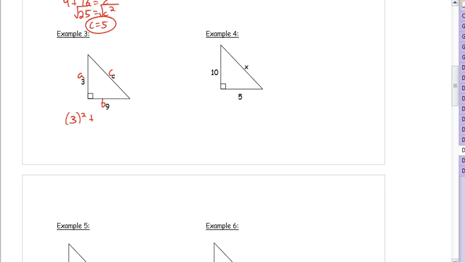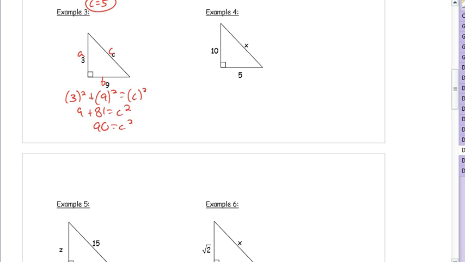3 squared plus 9 squared equals c squared. 9 plus 81 equals c squared. So we get 90 equals c squared. Now this is what we talked about on Monday. I want exact answers. In other words, I do not want you to take the square root and come up with a decimal. What you need to do is your factor trees.